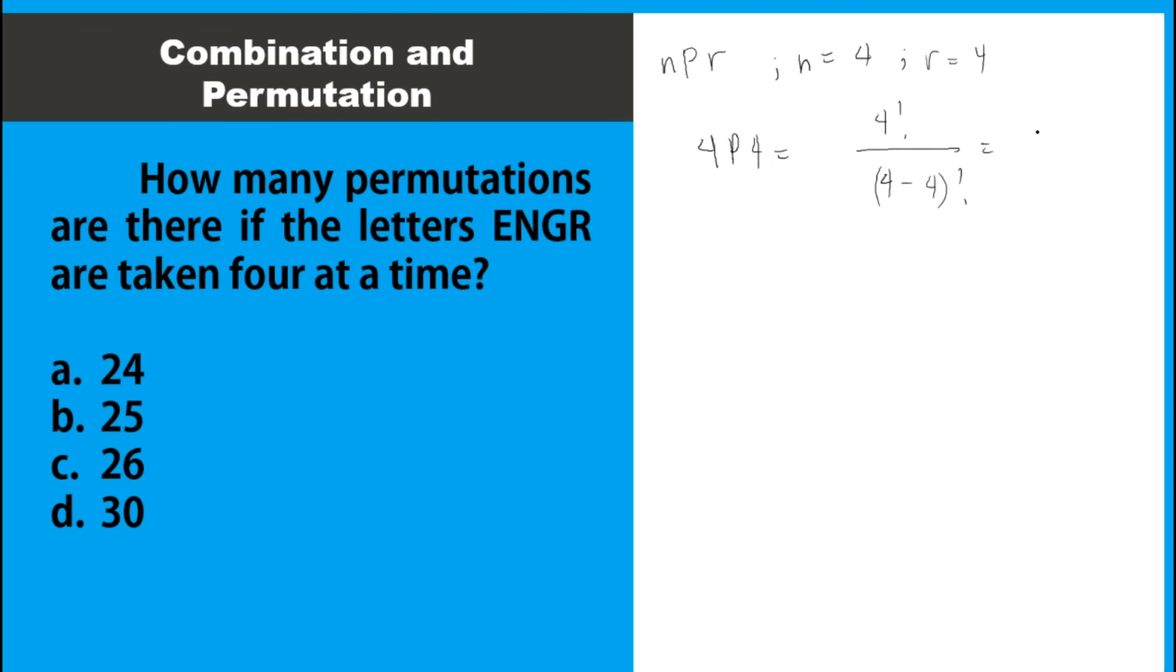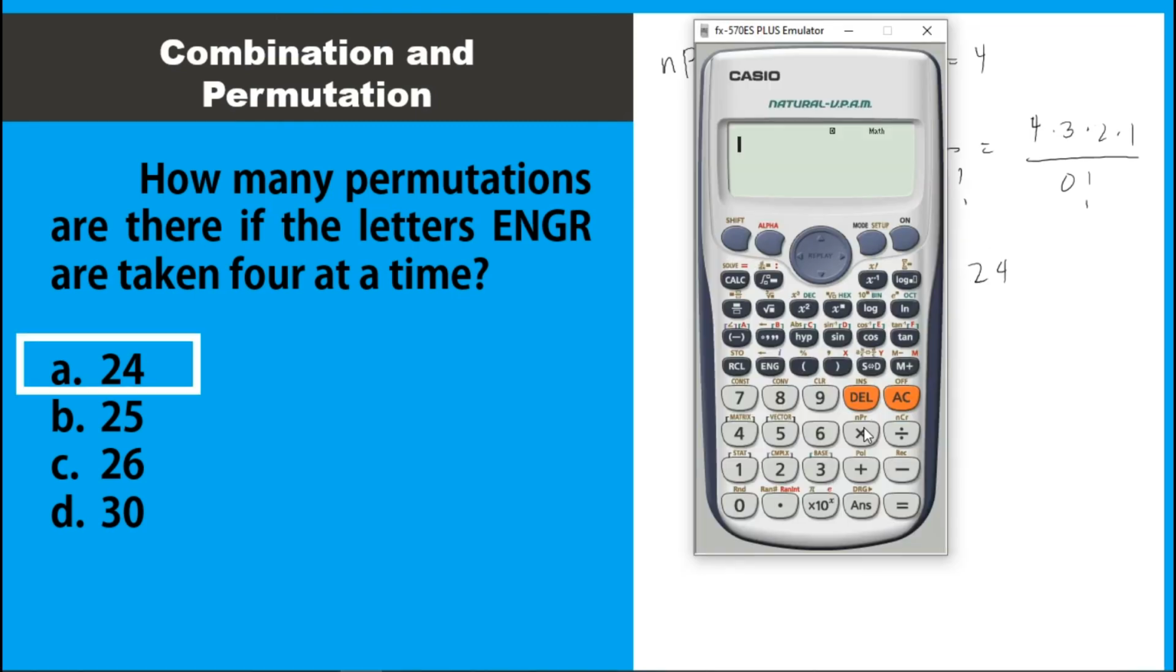So you have 4 times 3 times 2 times 1 over 0 factorial. So 4P4 is equal to 4 times 3, that is 12, times 2, that is 24, over 0 factorial, that is 1. So you have 24. You can also use your calculator to solve this. For permutation, you use shift multiply, that is shift times.